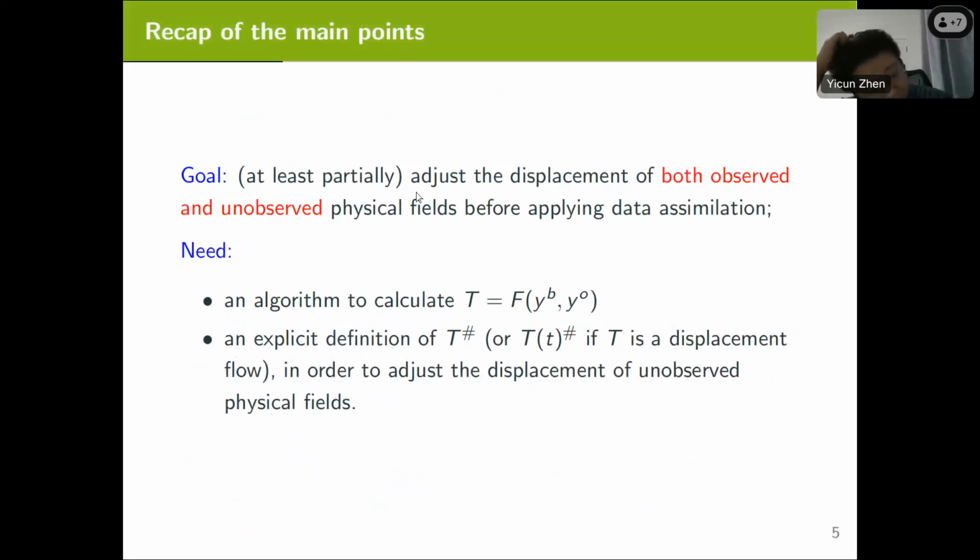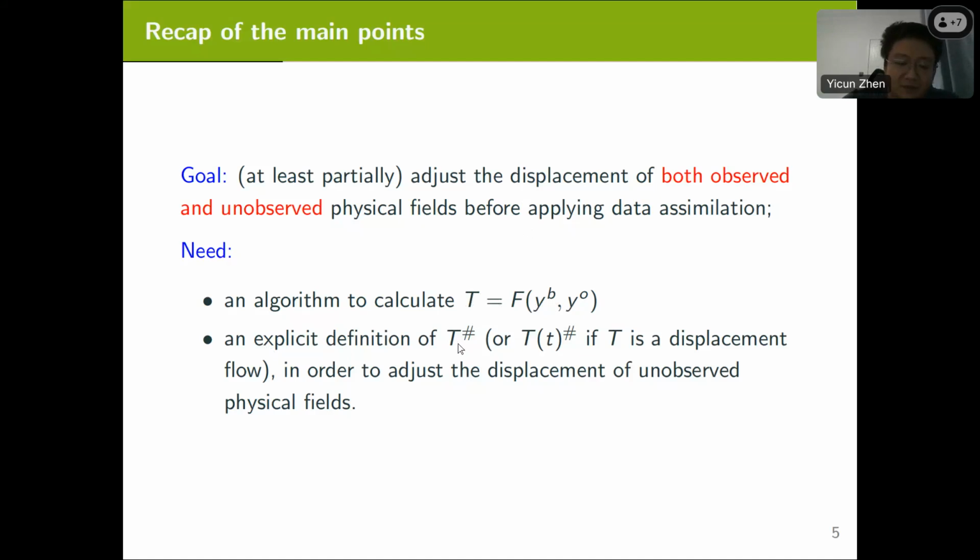So now let's partially sum up what we have talked about. The goal is to adjust, or partially adjust, the displacement map, a displacement of both observed and unobserved physical states, before we apply data assimilation, before we apply EnKF or 3D-Var or 4D-Var. So what do we need to finish this goal? First, we need the algorithm to calculate T. Given the background estimate YB and the observed state YO, we want to find the algorithm to give us a displacement map T. And also we need an explicit definition of T sharp.